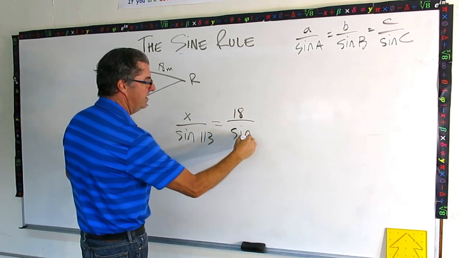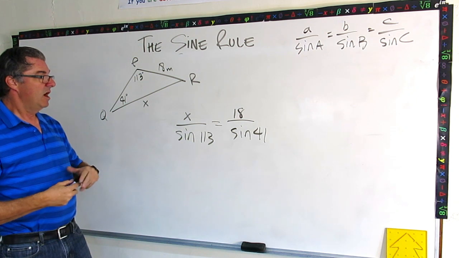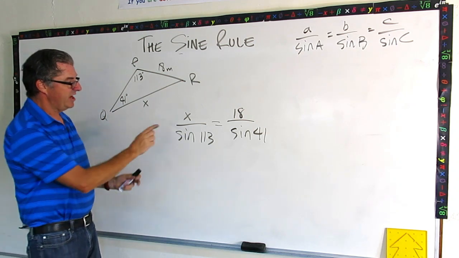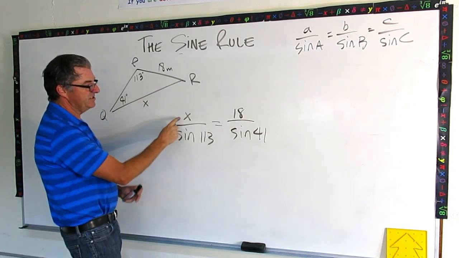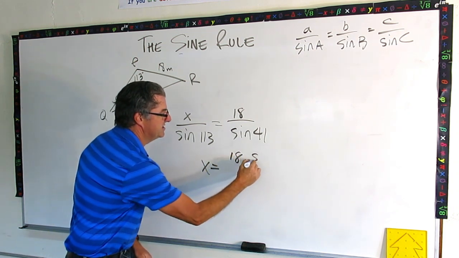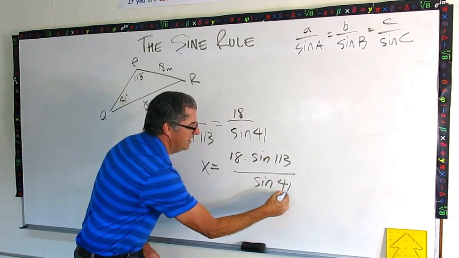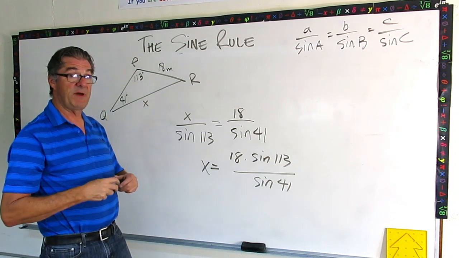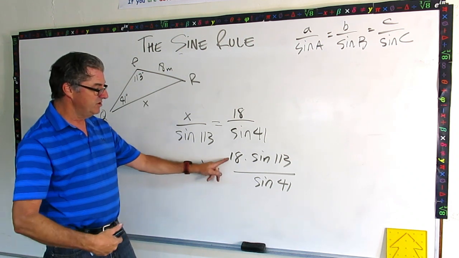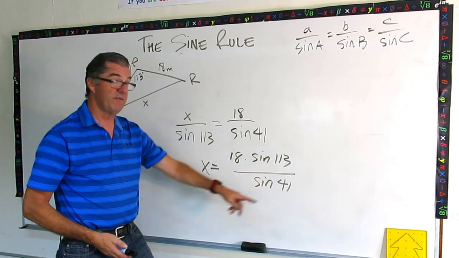Now, my preferred way to do these problems is to simplify before I start pumping things into my calculator. So what I can do is cross multiply up, but leave the x here. So this is going to be x equals 18 times the sine of 113 over the sine of 41. Now this is the best way to do this problem on paper, because now I've isolated x on one side. Now I can get out my calculator and do this calculation in one step without writing down anything in between, which means I'm not going to round until the very end.